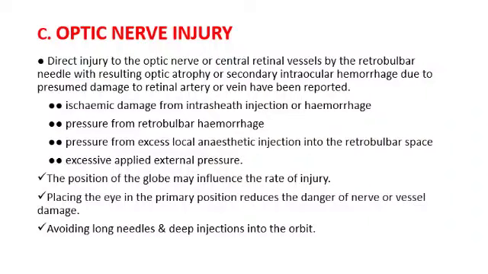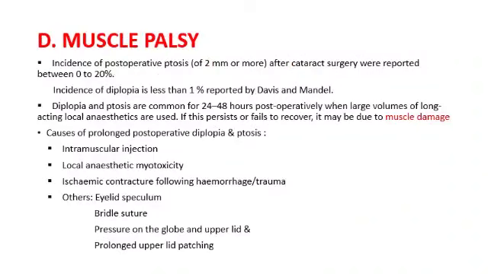So the position of the globe may influence the rate of injury. Placing the eye in the primary position reduces the danger of nerve and vessel damage, and avoid long needles and deep injections into the orbit.